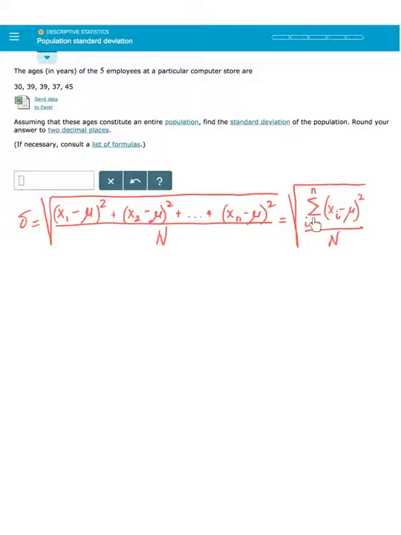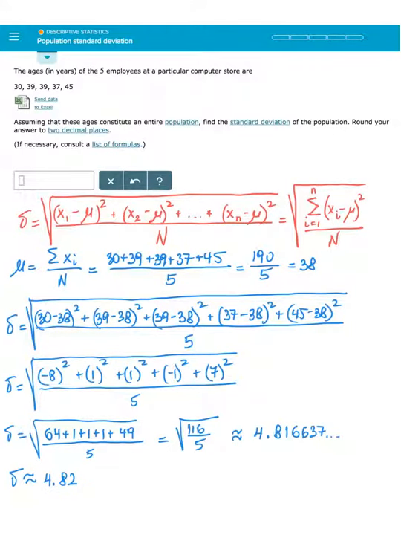We're using sigma notation to indicate that we are looking for a sum of all elements where each element is identified by a subscript, or its position, I guess: first element, second element, third element, fourth element, fifth element, and so on. So each element will have to be subtracted from the population mean. Those differences will be squared and then added, and then we divide that sum by the population size and square root that quantity. Let's see what that will look like for our data set.